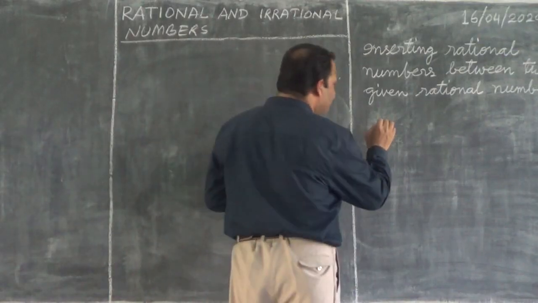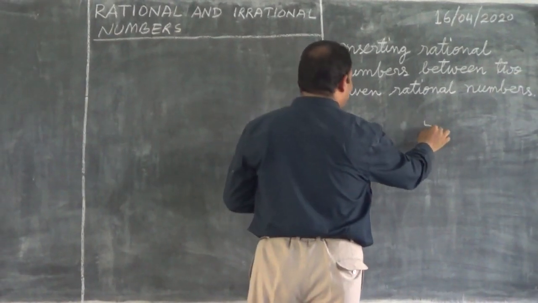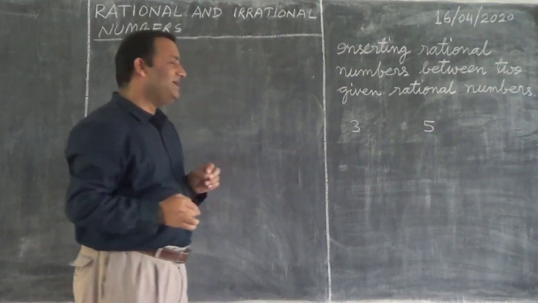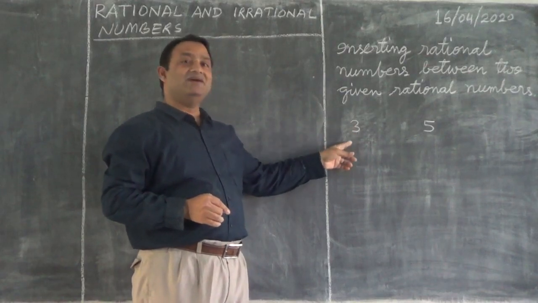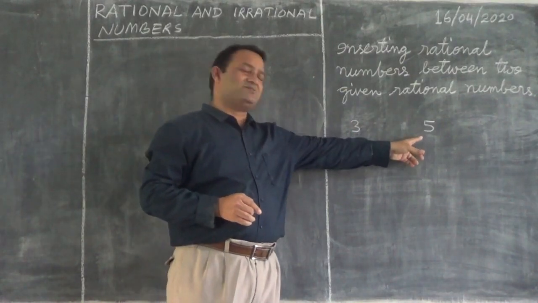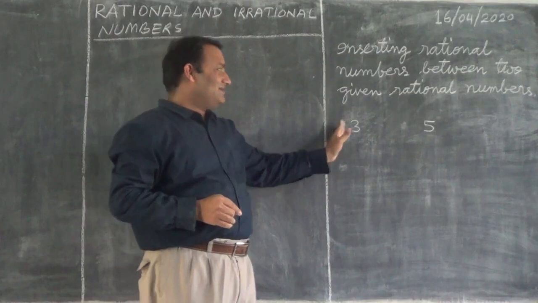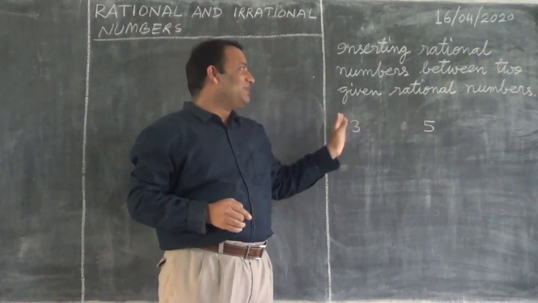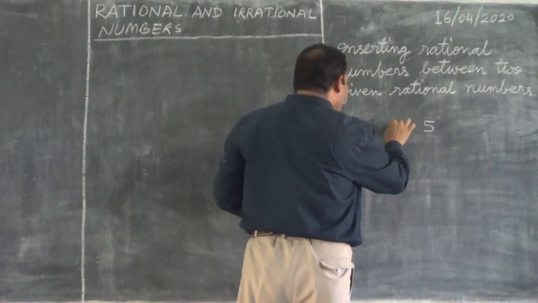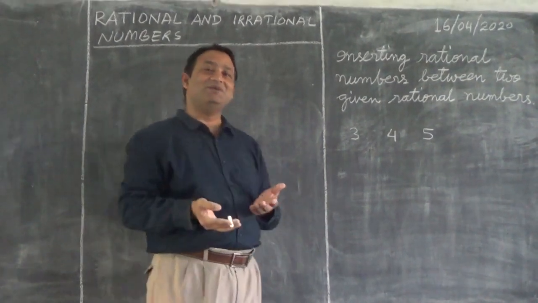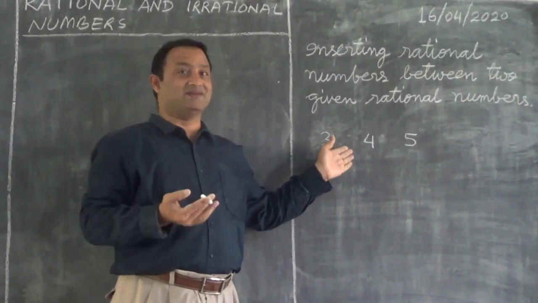So see, for example, I am taking the numbers 3 and 5. 3 is a rational number because 3 can be expressed in the form a by b, that is 3 by 1. 5 can be expressed as 5 by 1. If you insert a rational number between these two, you will say, sir, between 3 and 5, 4 is there, because from nursery we have been learning 3, 4, 5, 6. This is correct. Your answer is correct.